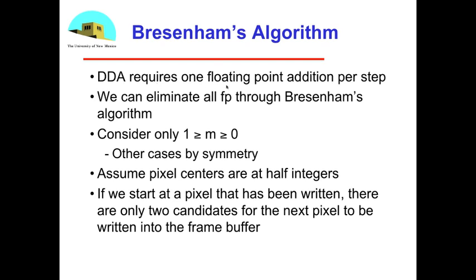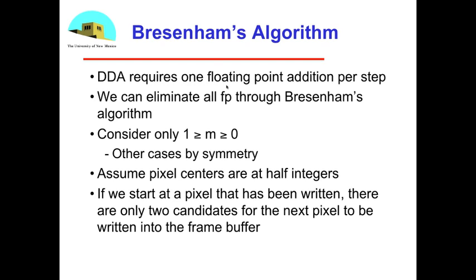Now that may sound like not very much, but the problem is that it's floating point, and if you're going to try and put this in microcode, then floating point is a much more complex thing to do than integer values. So the amazing thing about Bresenham's algorithm is it turns out to get rid of all floating point operations, which I think is absolutely a remarkable thing.